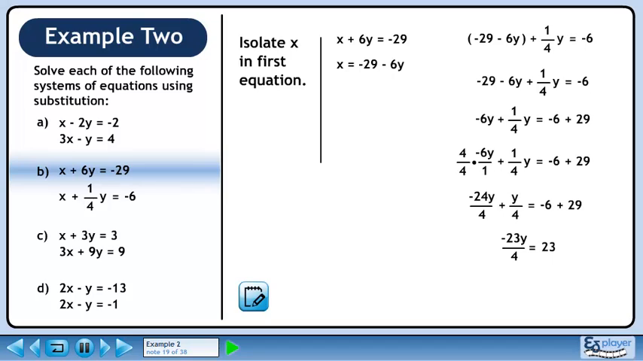Simplifying gives minus 23y over 4 equals 23. Cross multiply to get minus 23y equals 92. Divide both sides by minus 23 to get y equals minus 4.